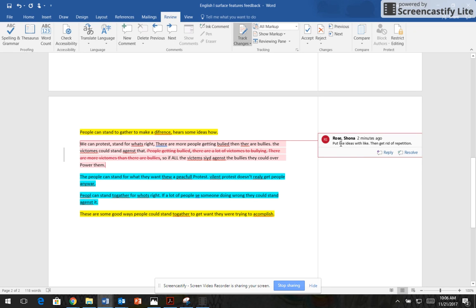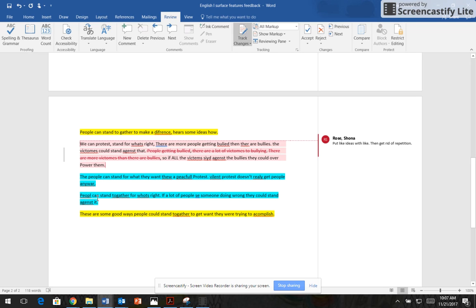That's my first idea to share with this student. When you write, put like ideas with like ideas, and then get rid of anything that repeats. Now, the next idea that he has here is people can stand for what they want through a peaceful protest. Violent protest doesn't really get people anywhere. That's an idea, but it doesn't have any development with it.